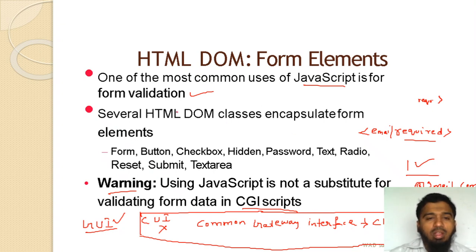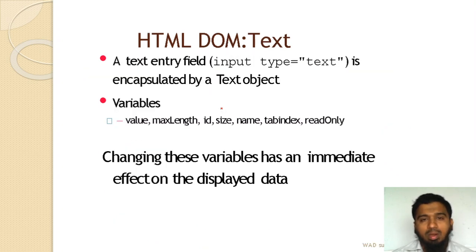So you can give validation to all the encapsulated things of the form. These are the form elements. Next, the text entry field: input type is text, which is encapsulated by a text object. Whatever text is there will be encapsulated. This is a property of the OOP concept in Java. I hope you understand this and know it, one of the properties of the OOP concept.